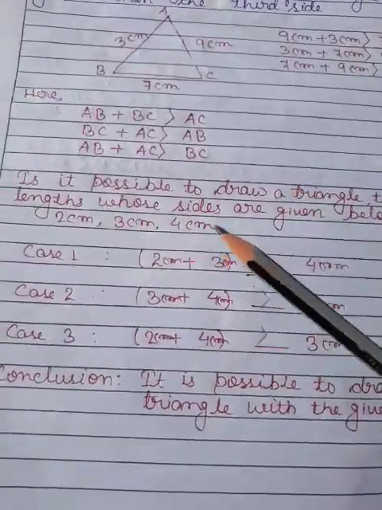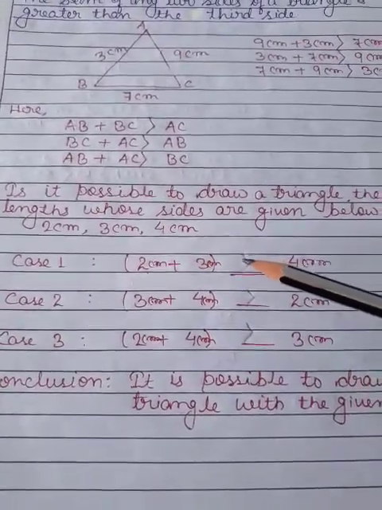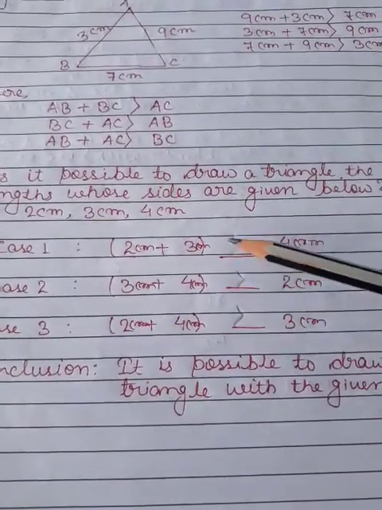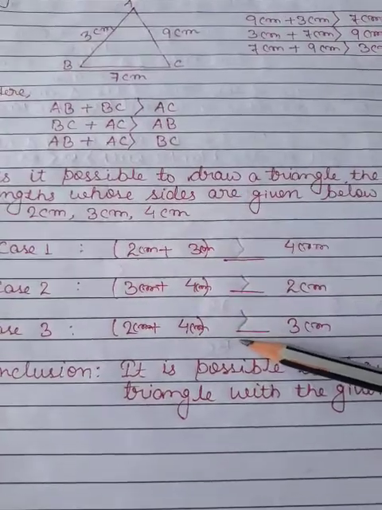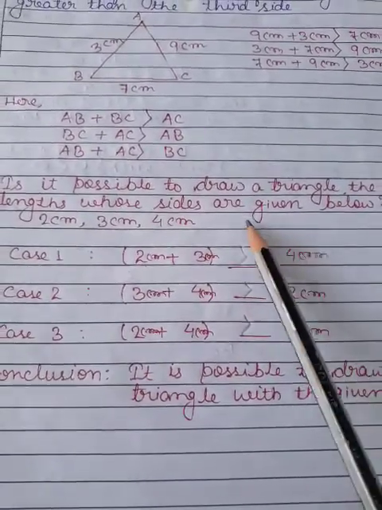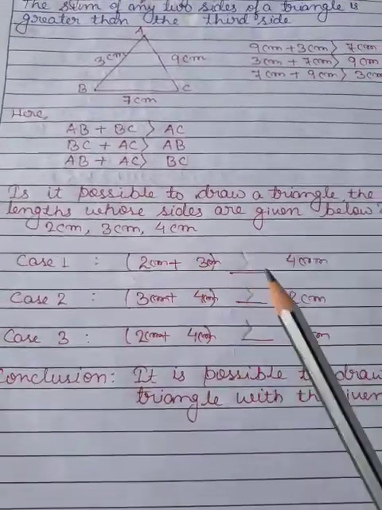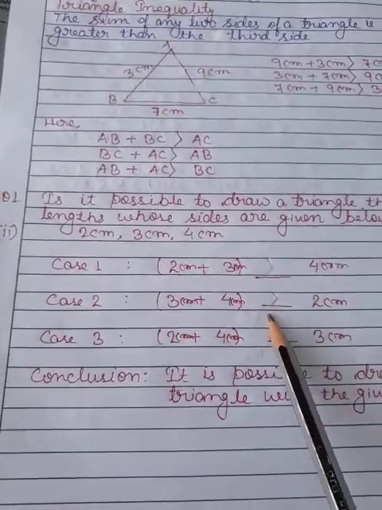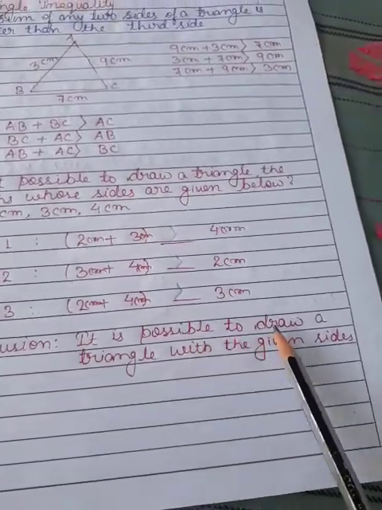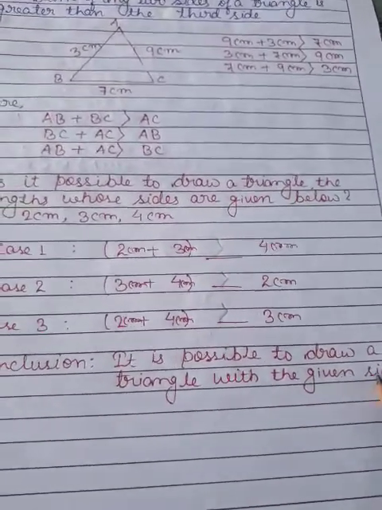Okay. Now the important point you have to remember is that all of these should come greater than. In all the three cases it should come greater than. If in any of the cases it comes smaller than or equal to, then it cannot form a triangle. So in all the three cases it will always come greater than. So our conclusion is, it is possible to draw a triangle with the given sides.